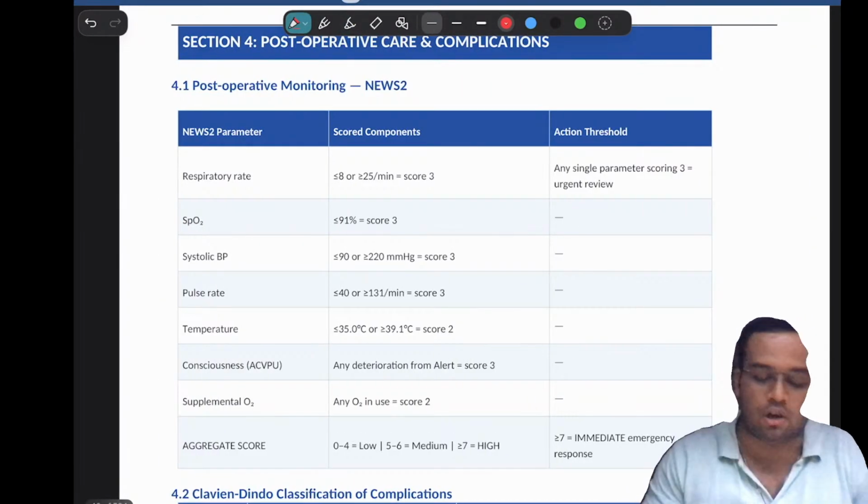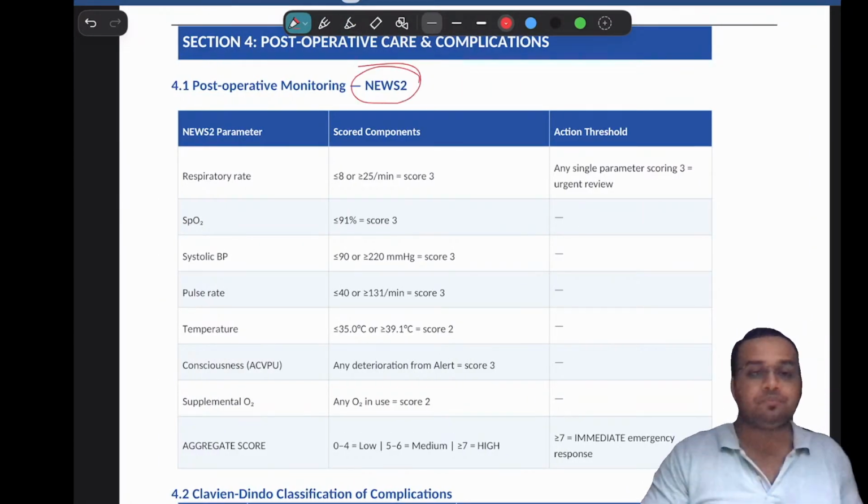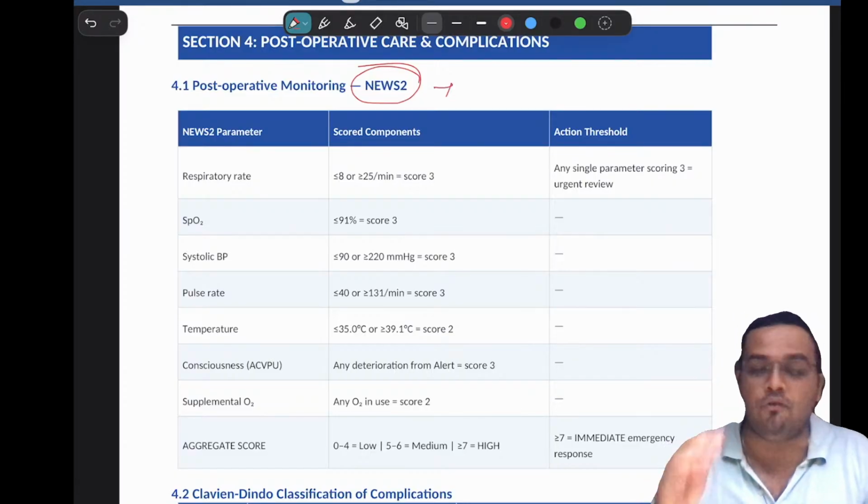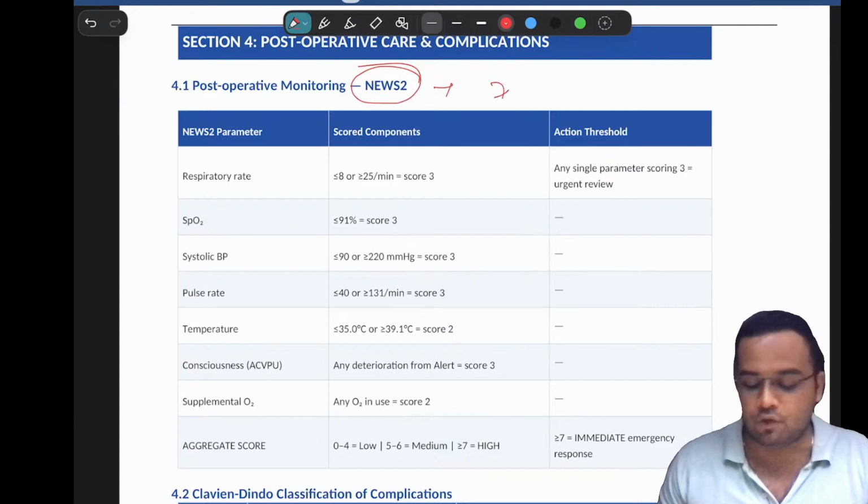So there is a score called the NEWS 2 score. What does this score tell you? Basically this score is going to tell you when you need to actually check the patient, or when you need to do investigation for the patient.